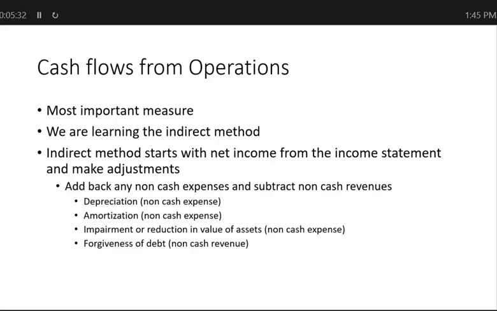So we're going to adjust for anything that's different between the income statement, net income, and the cash flow from operations. There are going to be three types of adjustments. And the first one is we're going to add back any non-cash expenses or subtract any non-cash revenues.